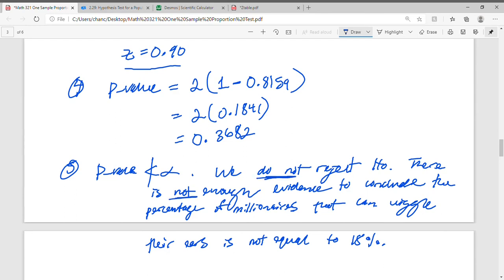There is not enough evidence to conclude the percentage of millionaires that can wiggle their ears is not equal to 18%.